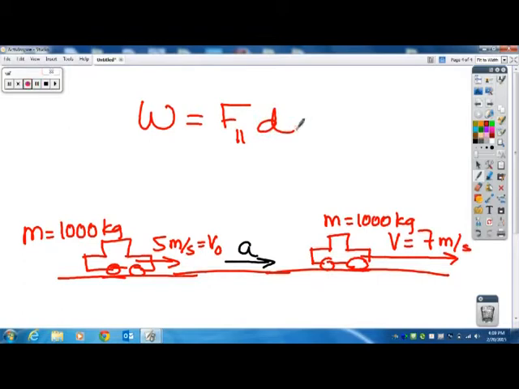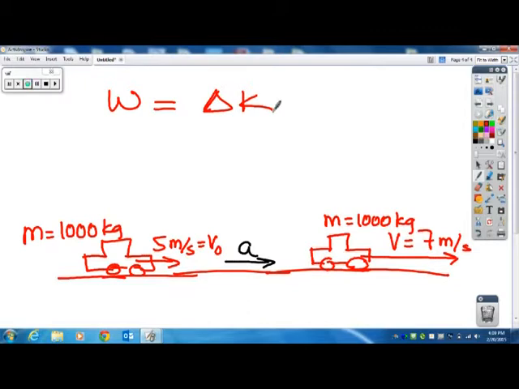However, what if you aren't given the force and you aren't given the displacement that this car went through while it accelerated from 5 meters per second to 7 meters per second? Then what are you going to do to calculate work? Well, the answer to that question is you use your work kinetic energy theorem. You use the equation that connects work to kinetic energy. And that's basically the equation for work and kinetic energy, how they're related to each other.